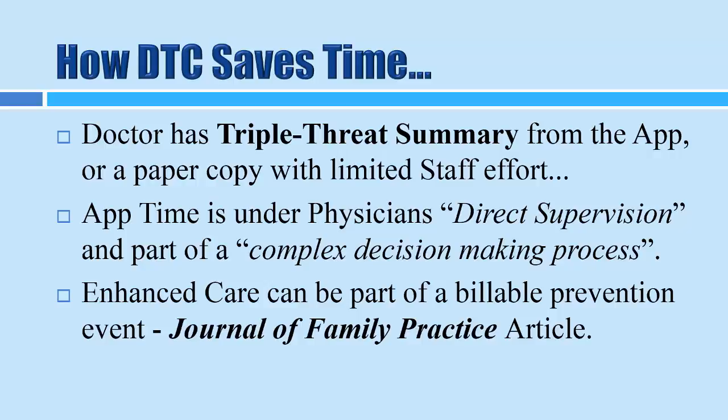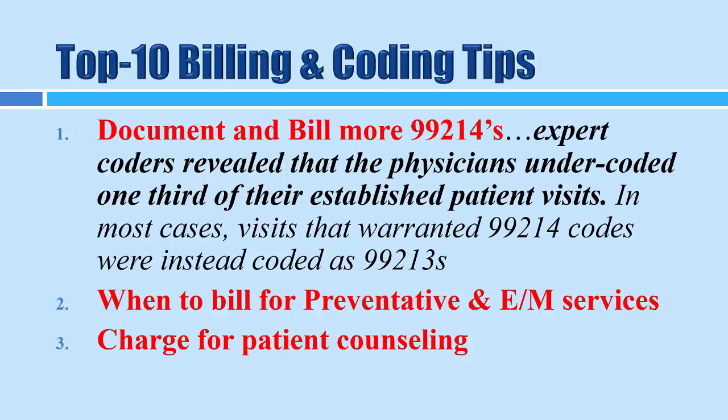We suggest an article from the Journal of Family Practice. The article is the top 10 billing and coding tips, and here are a couple of key components from that article. Document and bill more 99214s. Expert coders reveal that physicians undercode 1/3 of their established patient visits. Billing for 213s when the visit justified a 214. The article also provides information about when to bill for preventative and EM services and charging for patient counseling.